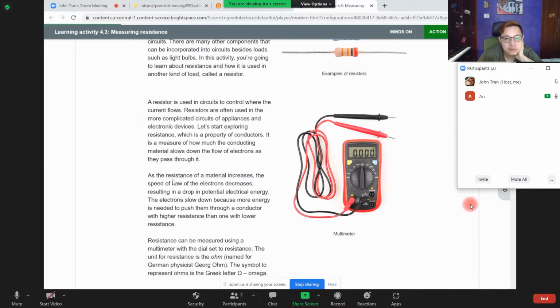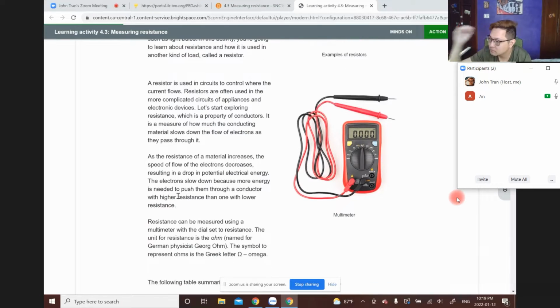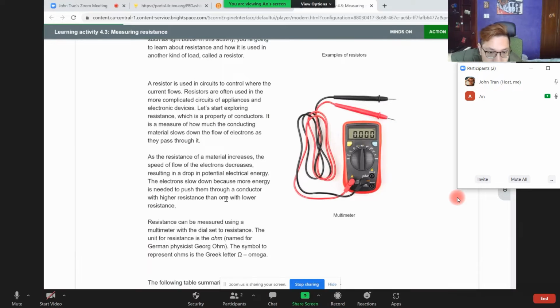As the resistance of a material increases, the speed of flow of the electrons decreases, resulting in a drop in potential electrical energy. The electrons slow down because more energy is needed to push them through a conductor with higher resistance than one with lower resistance. Just imagine it like this.